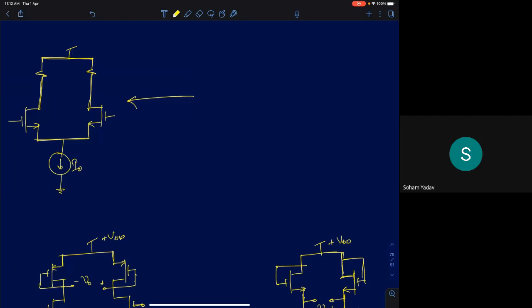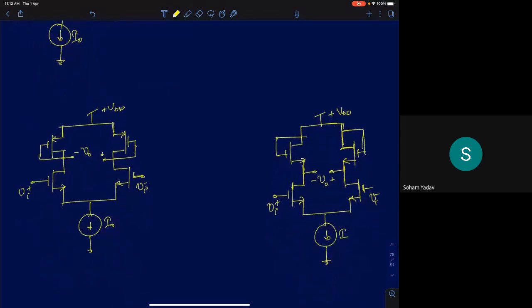In practice, especially in integrated circuits, we do tend to have different kinds of loads. We don't restrict ourselves to just resistive loads. So I'm just going to show some very commonly used loads in differential pair circuits. The first one shown here is what we call a diode connected load. Since it's a diode connected load, can you quickly say what will be the differential voltage gain of the circuit?